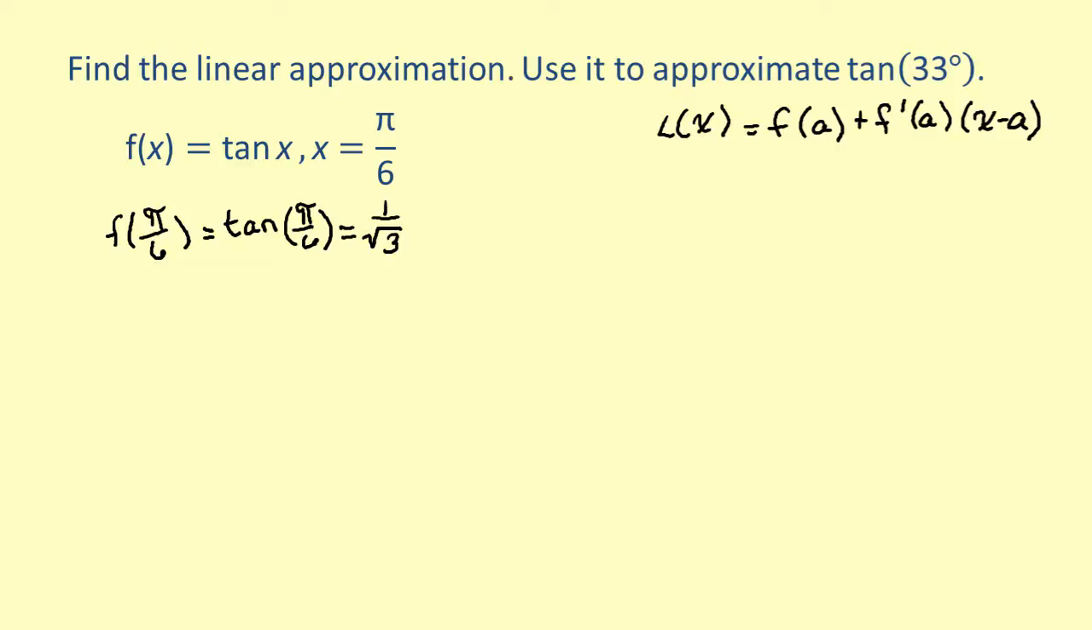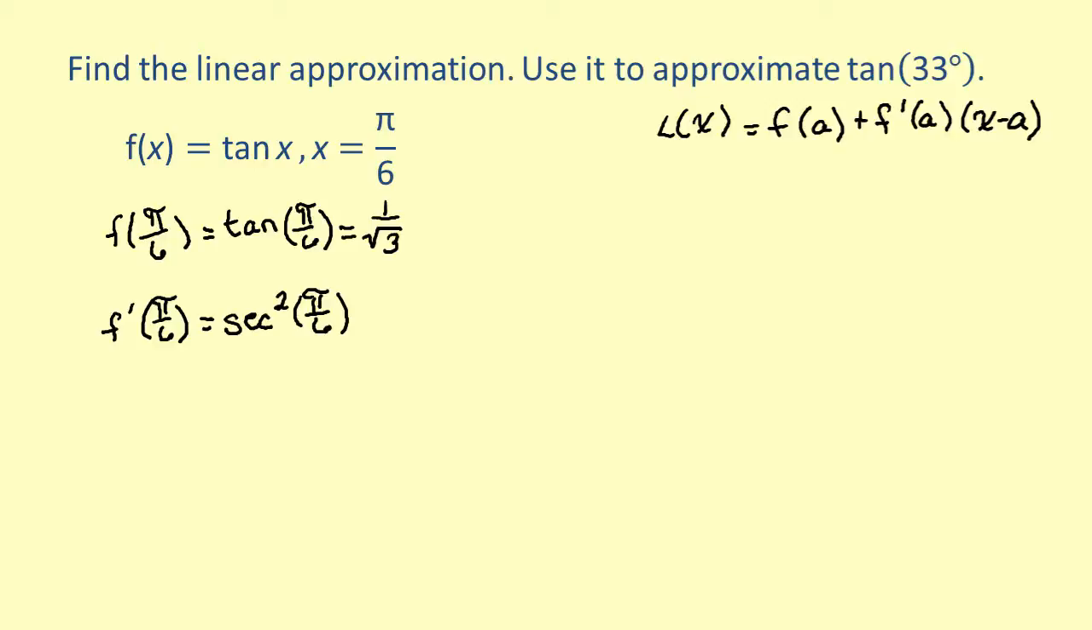Now we need to find the derivative of f of x and evaluate it at pi over 6. The derivative of the tangent function is secant squared. Let's evaluate this function for x equals pi over 6. Recall that the secant of x is equal to 1 over the cosine of x. We have secant squared of x, so this would be equal to 1 over the cosine squared of x.